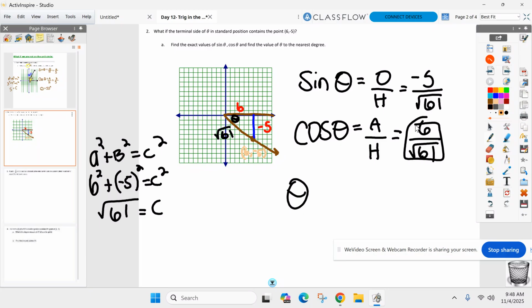Everyone go into equations. Go to equations. Type in one of those equations, either sine equals -5 over radical 61 or cosine equals 6 over radical 61. Search for an interval. Cameron already gave you the interval. It's got to be between 270 and 360. And then we round it to the nearest degree.